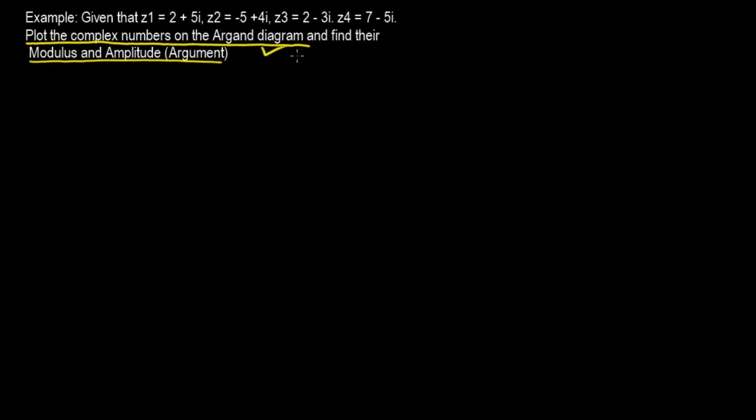So we'll be looking at the Argand diagram, and in the last tutorial we looked at the modulus. If you are not used to modulus, feel free to check out the last tutorial on modulus and conjugate of a complex number. And we'll be looking for the amplitude, which is what we look at in this tutorial. So let's get started. The first one is z1 equal to 2 plus 5i. The question here is to plot this on the Argand diagram, and also find the modulus and amplitude of this complex number. So the first thing I'm going to do here is to plot this on the Argand diagram.